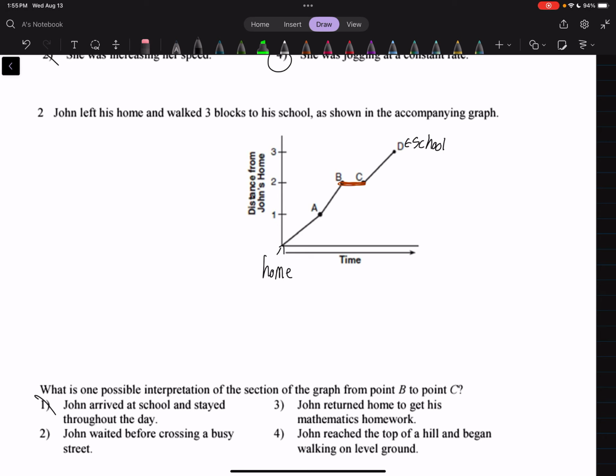3, John returned home to get his mathematics work. Well, that can't be correct, or it would be decreasing back down toward 0 to represent his house. 4, he reached the top of a hill and began walking on level ground. That does not make sense in this problem at all. 2 is the best answer.